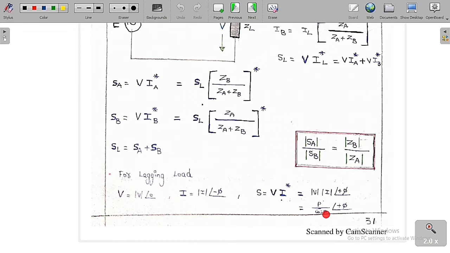So as I already told you, cos phi is equal to P by mod S. So mod S is equal to P by cos phi. So S is P by cos phi at an angle of plus phi. This is the thing that you always have to remember. This is the load kVA in terms of the power factor, active power, and the angle phi. So S is equal to P by cos phi at an angle of plus phi for a lagging load.